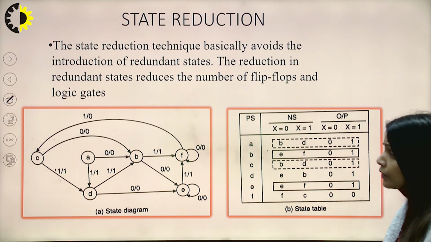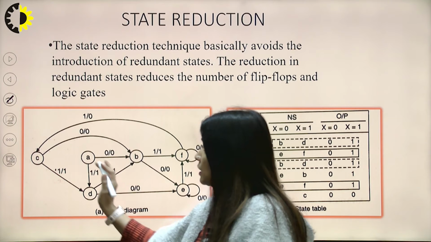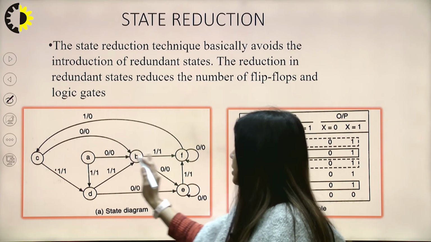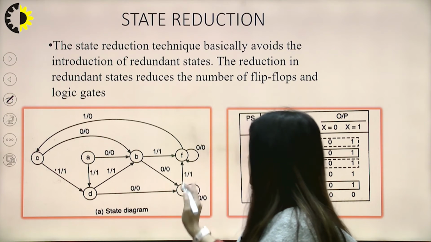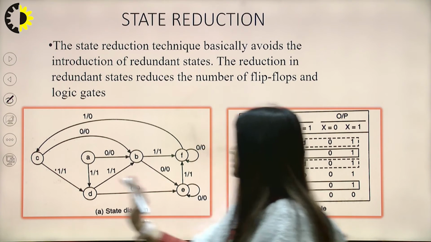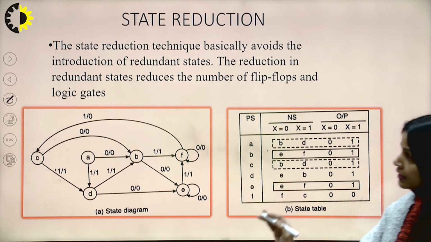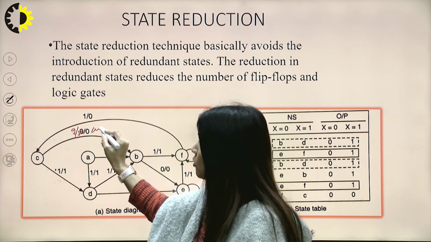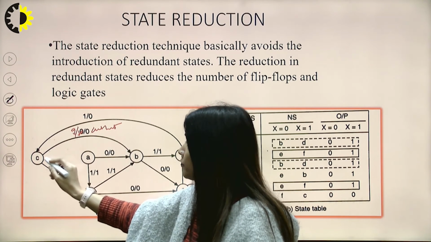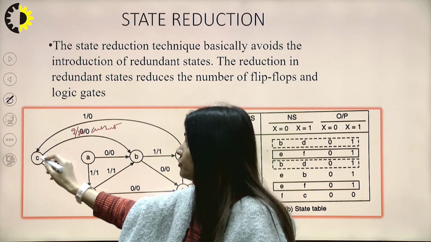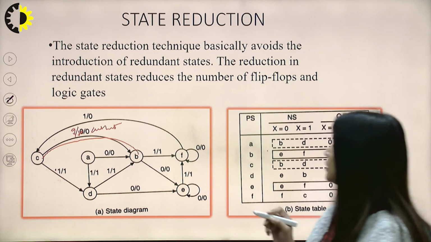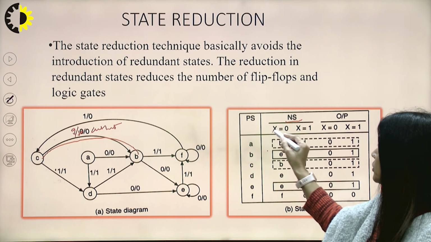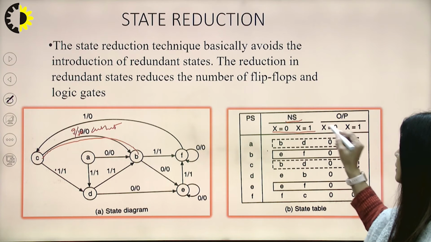Here in the diagram we have A, B, C, D, E, F. So we have 6 states, with all the transitions; this is input and this is output. So we will write out the whole table. Let us assume we are writing for C and B. So C for next state, input x is equal to 0, x is equal to 1.